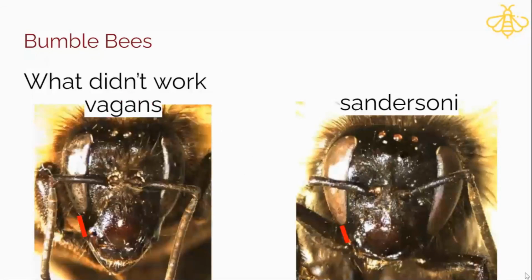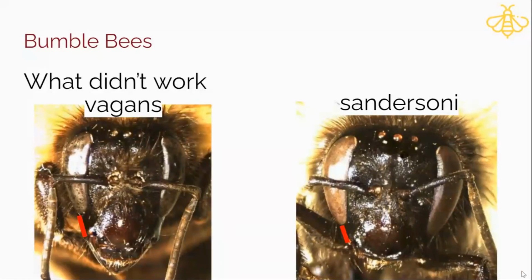One of the problems with ID was species that are really similar. So we have two really similar species, vagans and sandersoni, and looking just at them from the top, they look the same. We really need to see these photos of the face. And even then, it's a pretty small difference where you can see the space below the eye and between the mandible is a little bit longer on vagans. That's really what we need to see on the females.